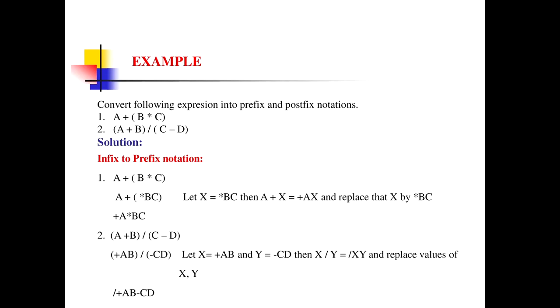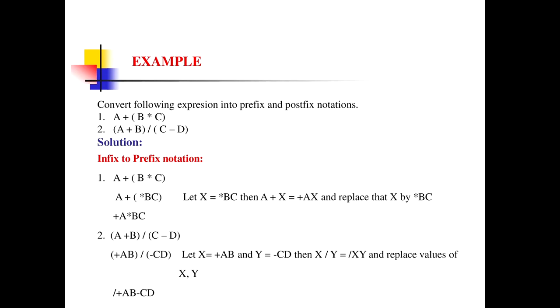The first example is A plus (B into C), and I have to convert that infix expression into the prefix. First of all, fix in your mind that pre means before, which means you have to put the operator symbol before its operands. And first of all, you have to solve the bracket. So I solve the bracket first, B into C. As it is a prefix, I write first the multiply operator and then BC. Now the expression becomes A plus, in bracket, star BC.